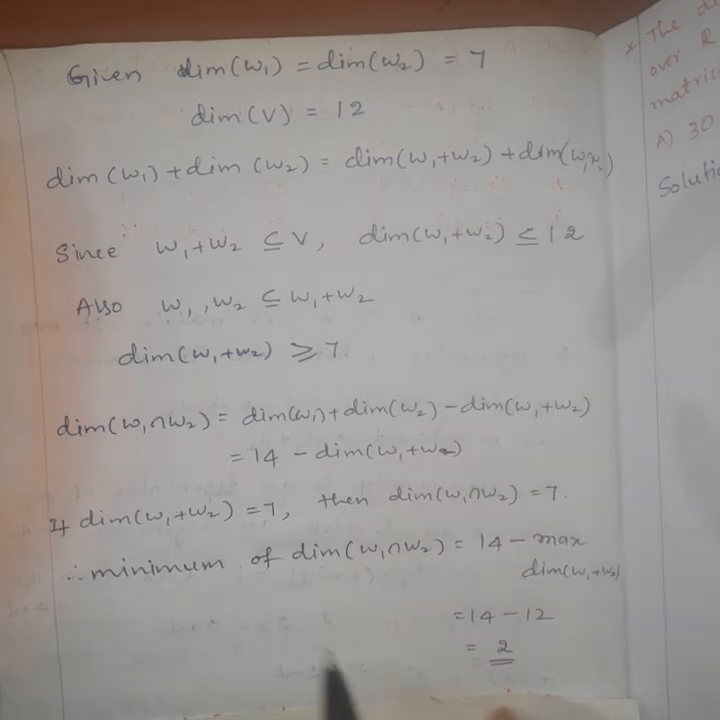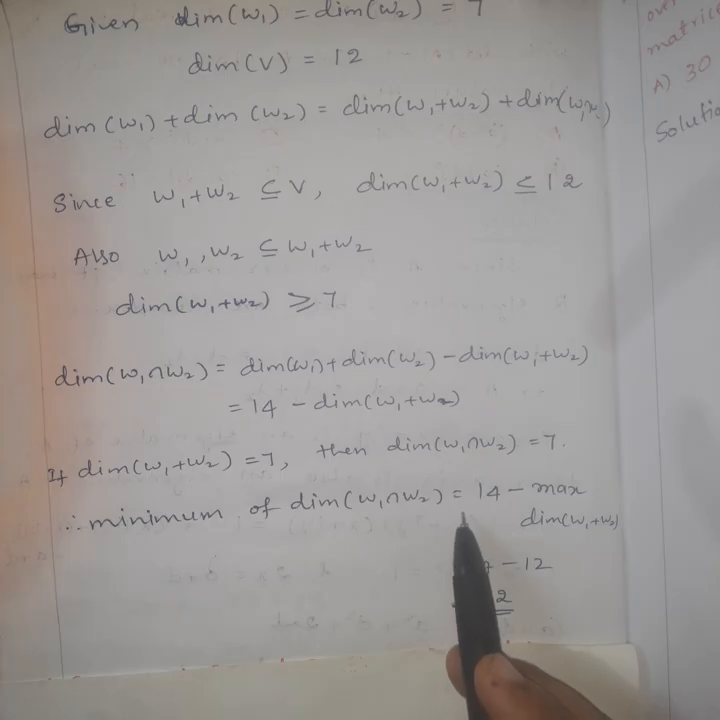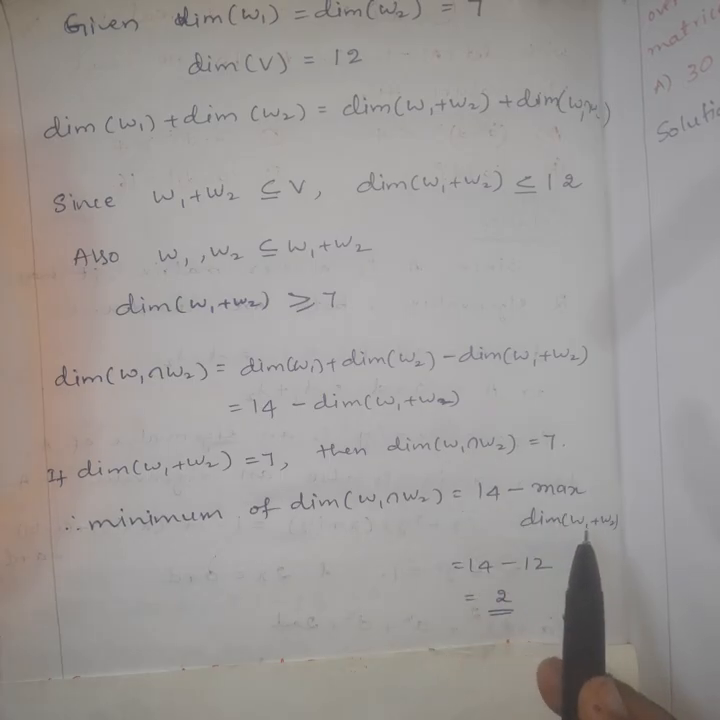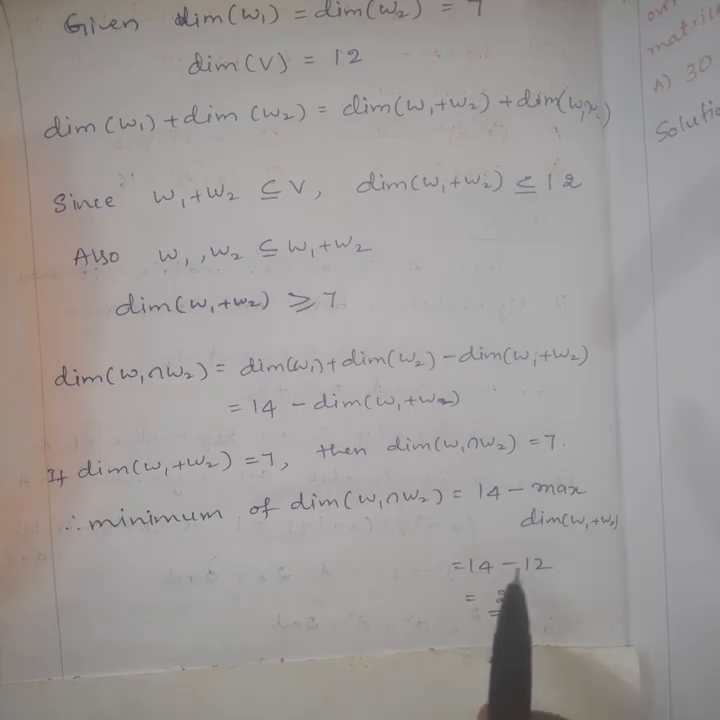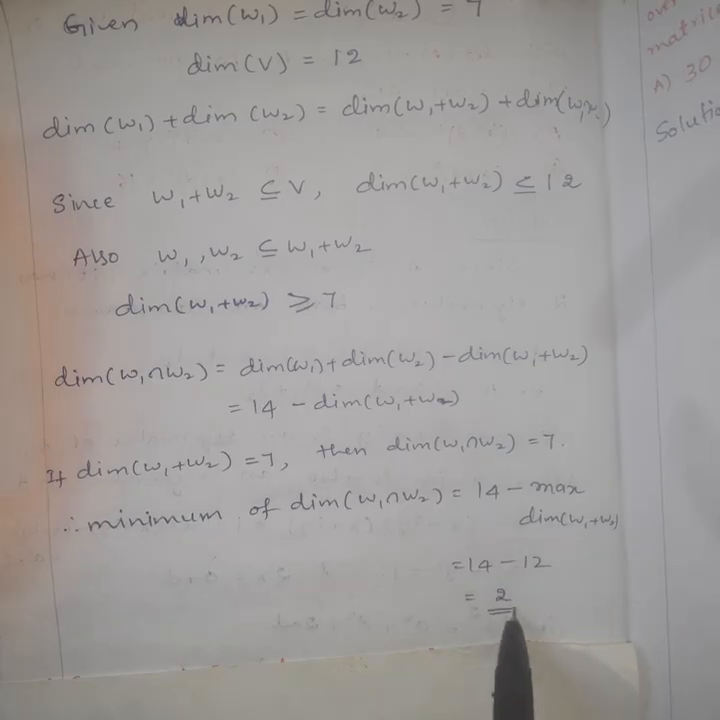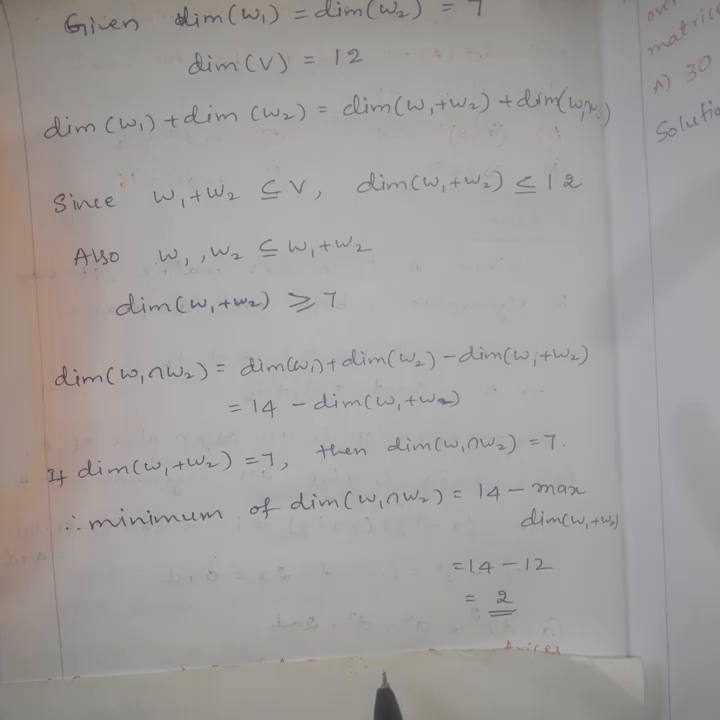Therefore, the minimum of dimension of W1 intersection W2 will be equal to 14 minus the maximum of dimension of W1 plus W2. That is 14 minus 12, you will get 2. So, the minimum value is 2.